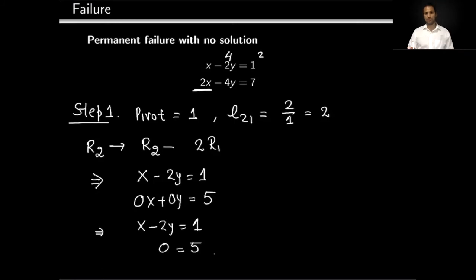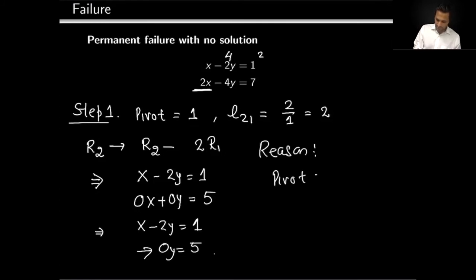So the elimination failed because you will not be able to do step number 2, which is back substitution. In order to perform the back substitution, that number has to be non-zero. It means that number was supposed to be a pivot, but it is a 0, so you will not be able to perform the back substitution. So the reason is how many pivots we have in the system.